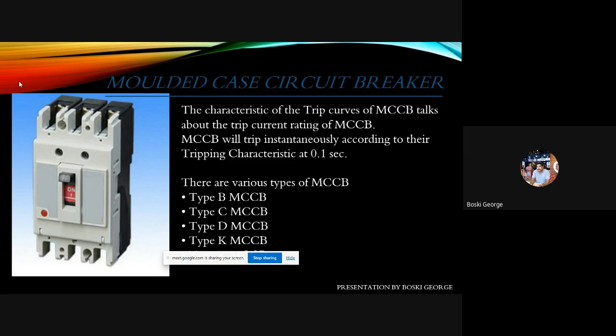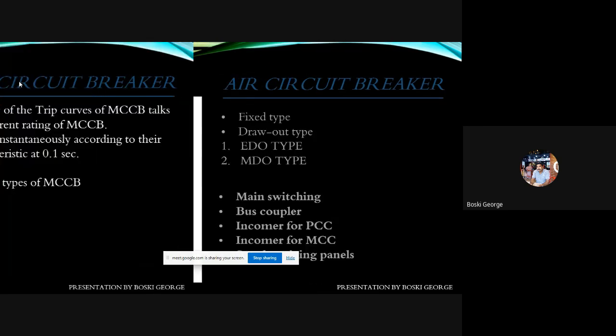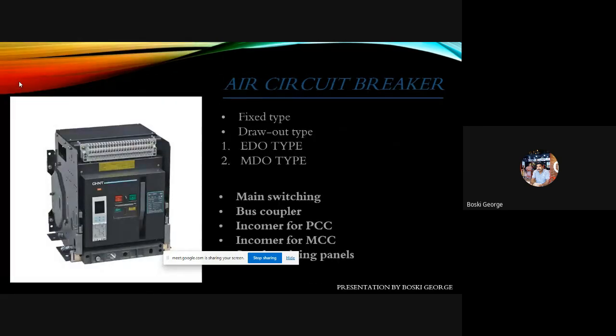So the tripping current depends on the type, as I said: between 3 to 5 times of the rated current, between 5 to 10 times of the rated current. All these things we have to take into account while selecting the switchgears. Next, ACBs. There are two different types of ACBs: fixed type and drawout type. And drawout type has two types: EDO, electrically drawout, and MDO, mechanically drawout.